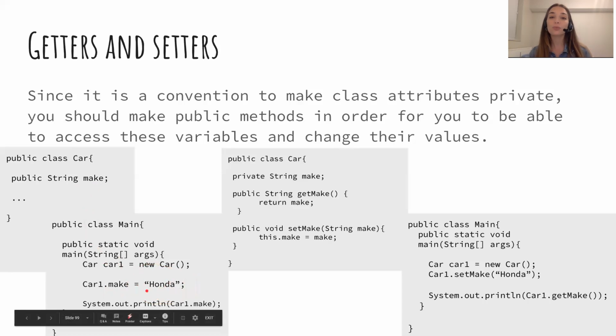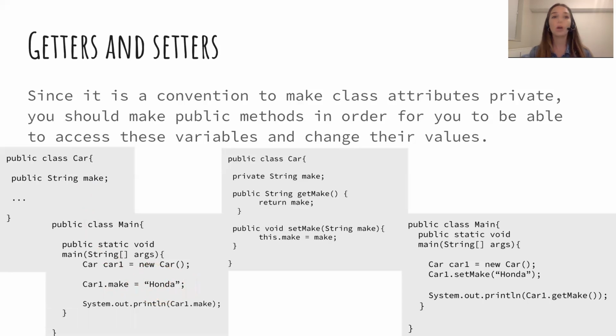And we can retrieve what that value is. So if later on we want to print out what car1's make is, we can just say car1.make, and that will return to you what the make is. So you'll actually get Honda here.